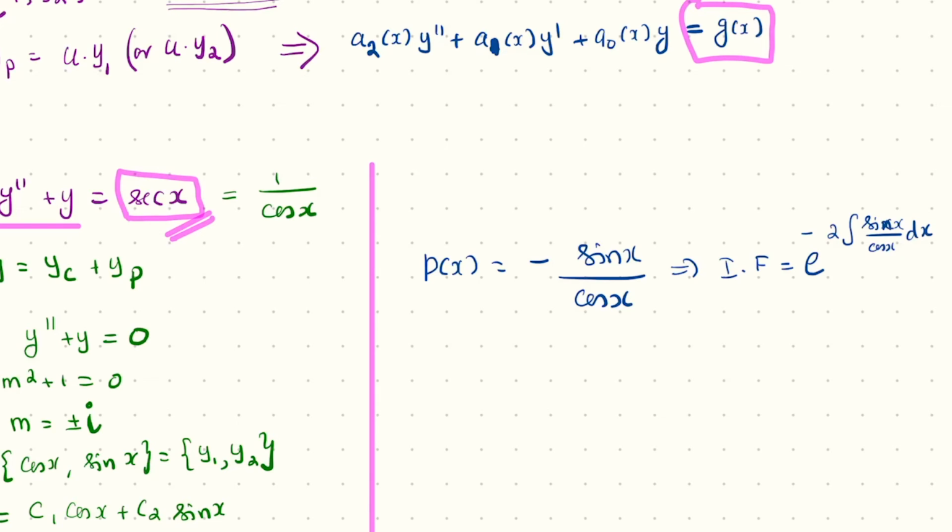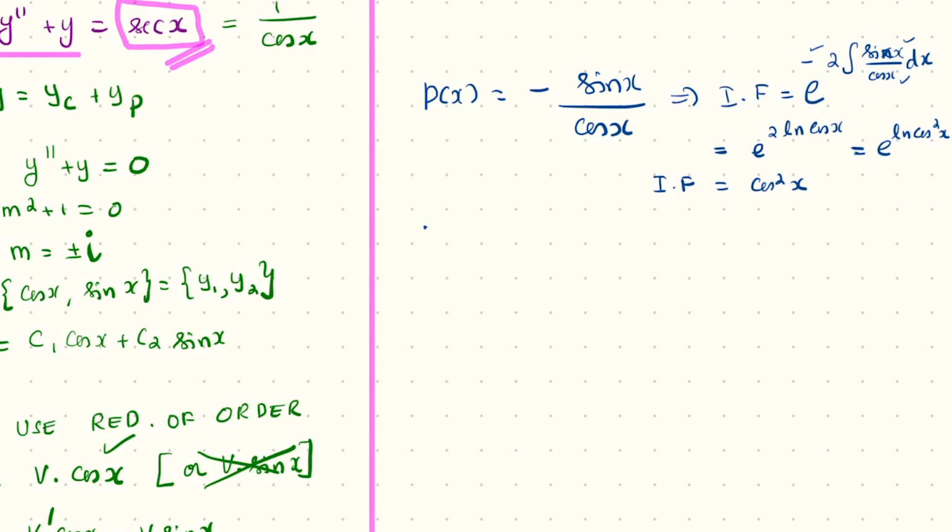And if you do that, the derivative of this is this with a negative, right? The negative is right here. So that is going to give you e to the 2 times ln of cosine x, which is going to be e to the ln of cosine squared x, which is going to be cosine squared x, right? So your integrating factor is that.